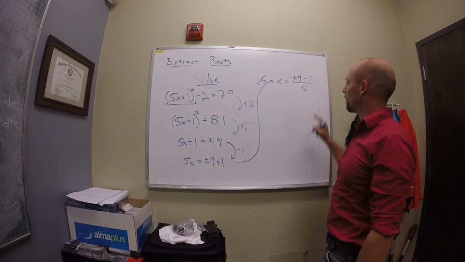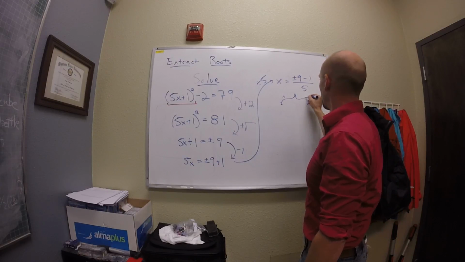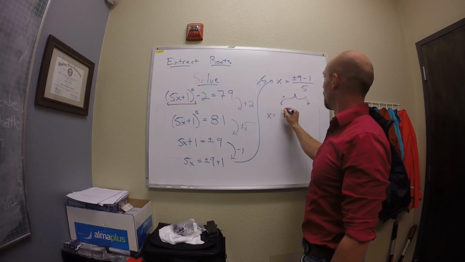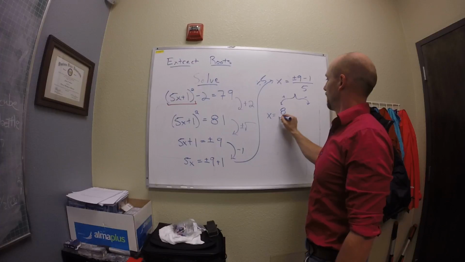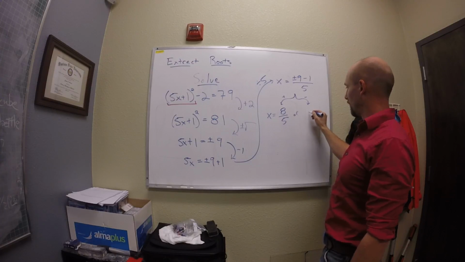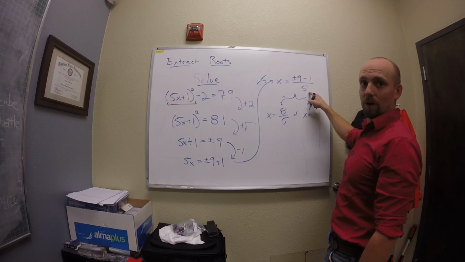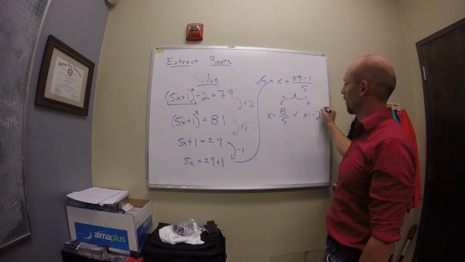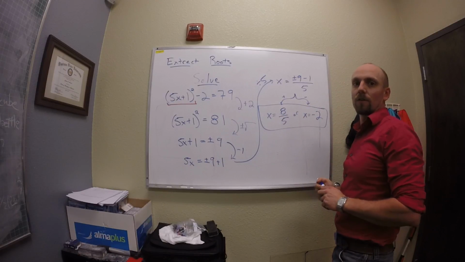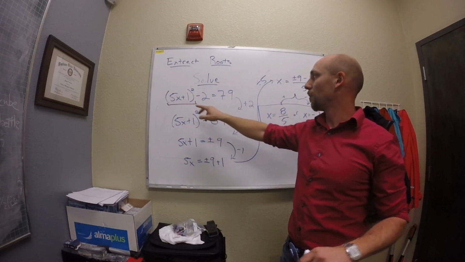Right? And then I'm going to split that into its two pieces. Right? So on the plus piece and on the minus piece. So the plus piece, I get 9 minus 1 is 8 over 5. And on the minus piece, I get what? Minus 10 over 5 is minus 2. Boom. Done.